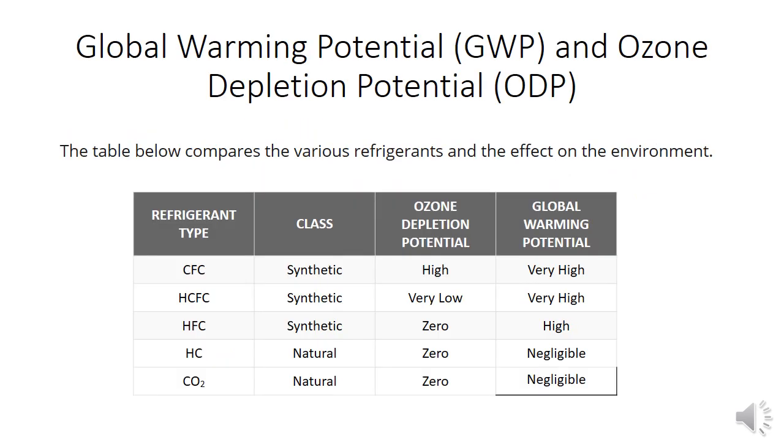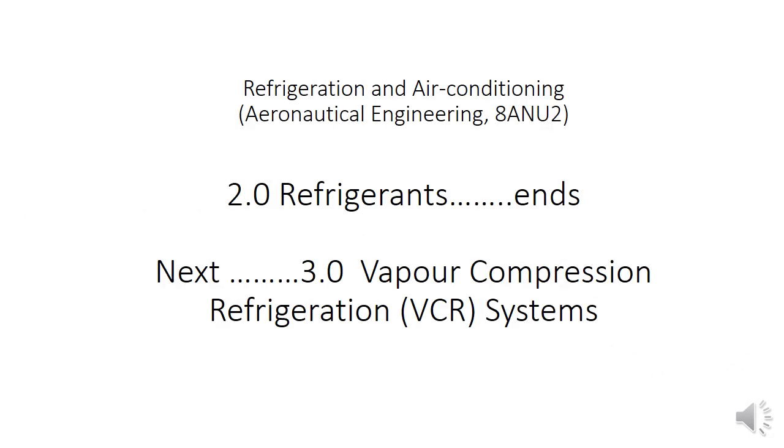So if we combine the effect of different types of refrigerants on ODP and GWP, it can be concluded that CFC, HCFC and HFC, the first three, come under the category of synthetic refrigerants, having very high ozone depletion and global warming potential, while HC and CO2 based refrigerants have zero and negligible ozone depletion potential and global warming potential respectively. These refrigerants are the natural refrigerants. Now the discussion on refrigerants is almost over.